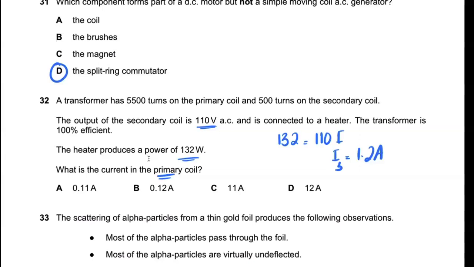For this, you can use the turns ratio. So NP over NS should equal IS over IP. It flips for the currents. So 1.2 times 500 divided by 5500 is 0.109. So 0.11.